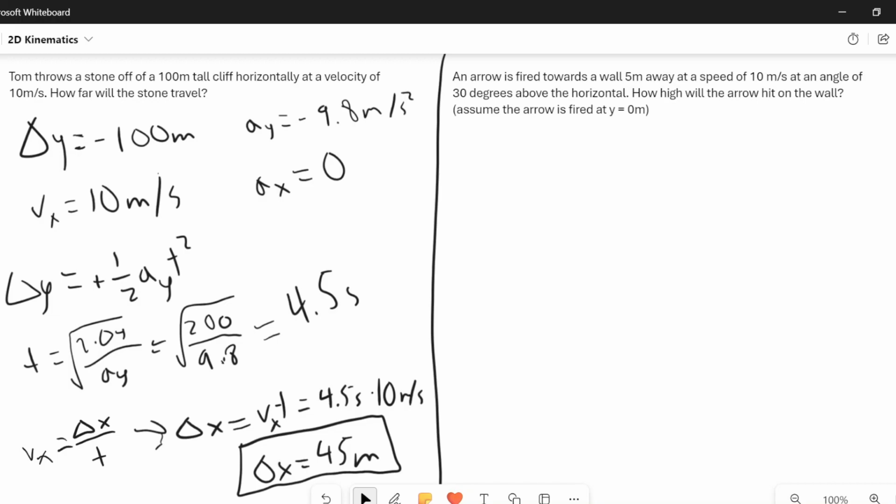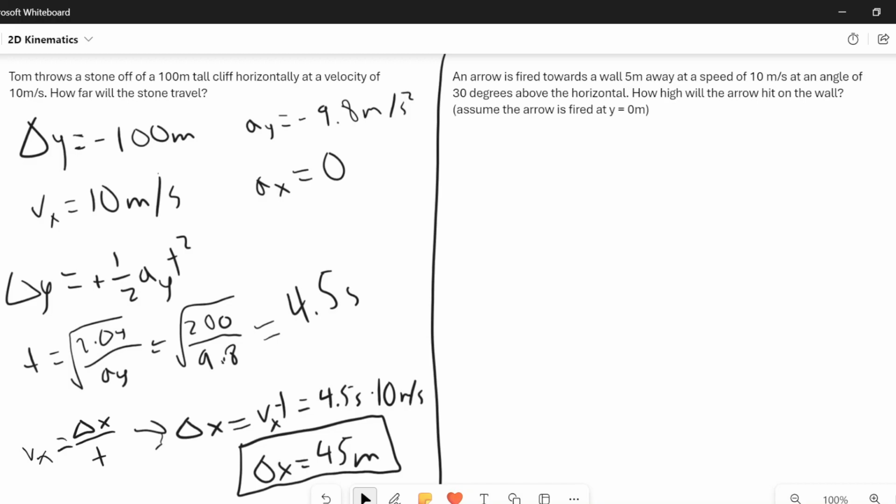So now take a couple seconds to solve the question on the right. So hopefully you've taken some time. Now, okay, we'll solve it.